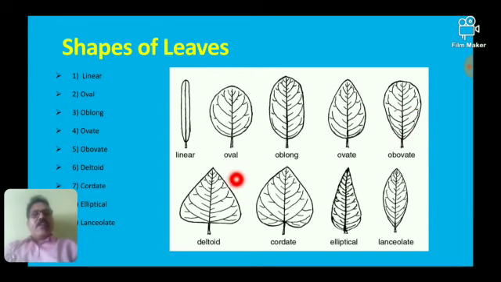This is the deltoid type of the leaf. This is the cordate shape. This is elliptical and this is lanceolate. So these are mainly a few of the different kinds of the shapes. Majority of the plants have such different kinds of the shapes.